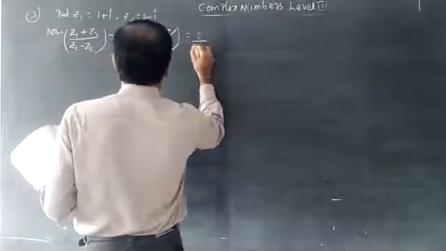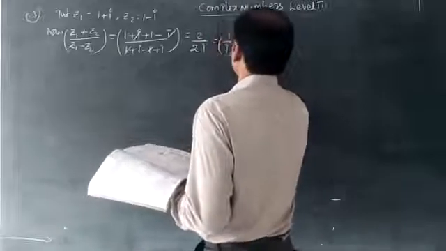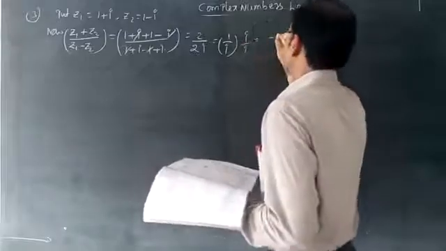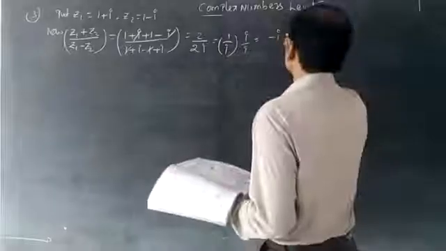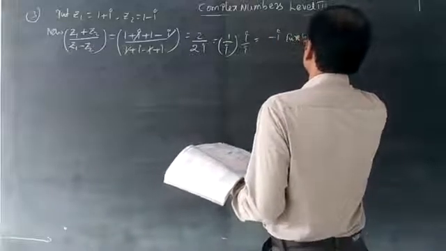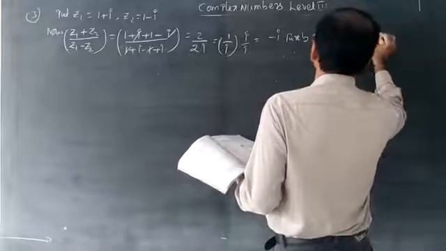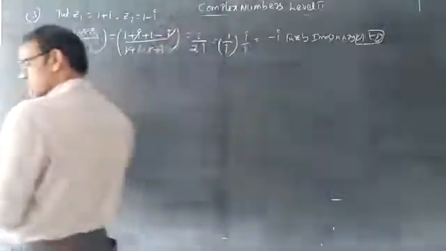We got 2 by 2i, which I can understand as 1 by i. Multiplying and dividing with i, it becomes i by i square, so it is minus i. So it is simply purely imaginary. There is no real part. Purely imaginary. Option 1 is correct, purely imaginary.